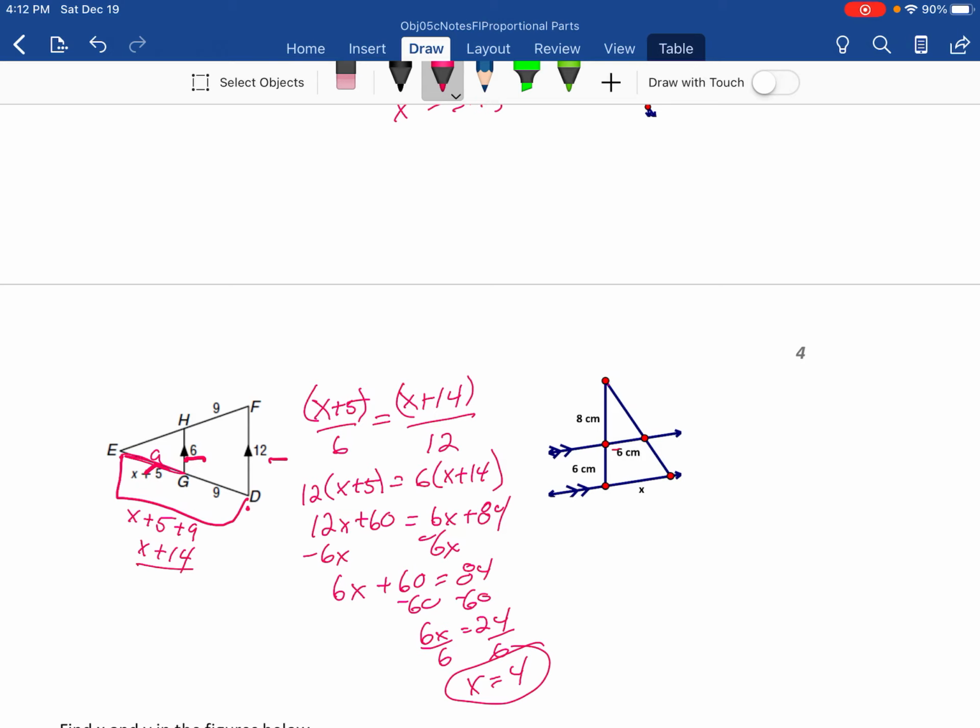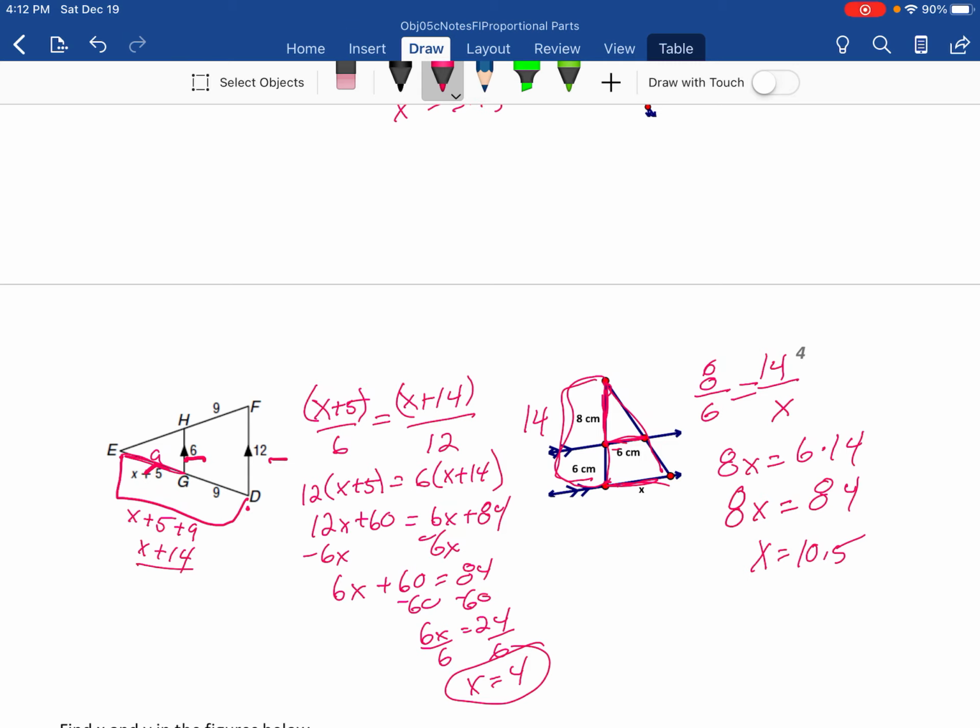Again, if you're not comparing these sides, if you're comparing the bottoms, you're going to have to add. So 6 plus 8 is 14. So I'm going to do this triangle. 8 over 6 is equal to 14 over X. And so I have 8X is equal to 6 times 14. 8X is equal to 84. X is equal to 10.5.